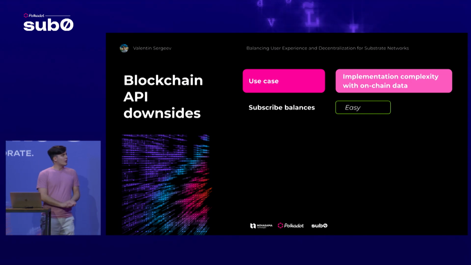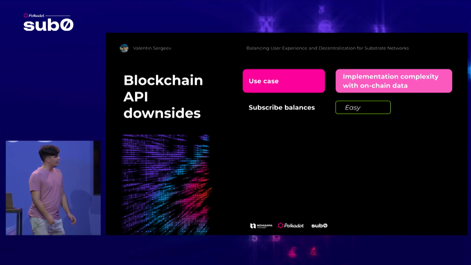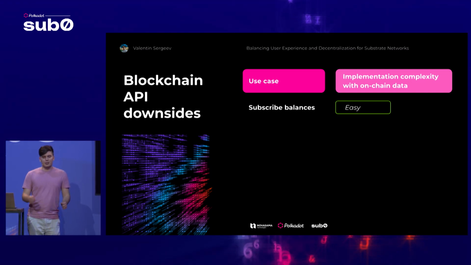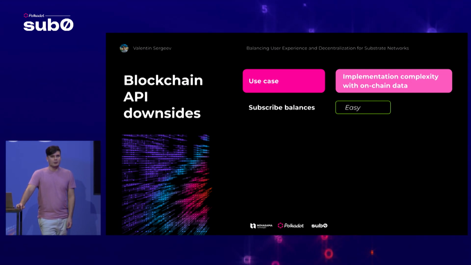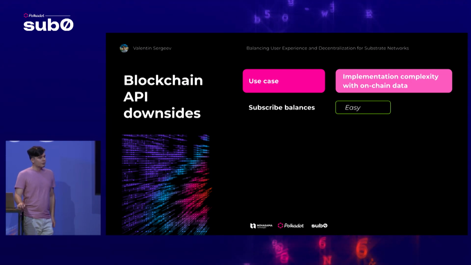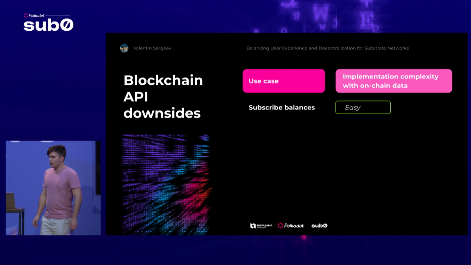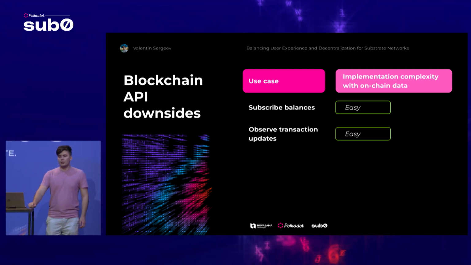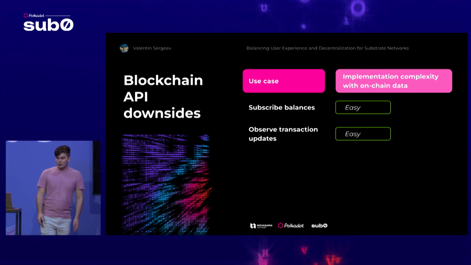So let's consider some practical examples of what I just said. For example, we are a wallet team and want to develop some basic wallet functionality. So first of all, we want to display the user his balances. For that, we want real-time updates of those balances, and we need to subscribe to them. It's pretty easy, actually, on most of the chains. Similarly, observing transaction updates is also pretty easy and introduces no major issues.